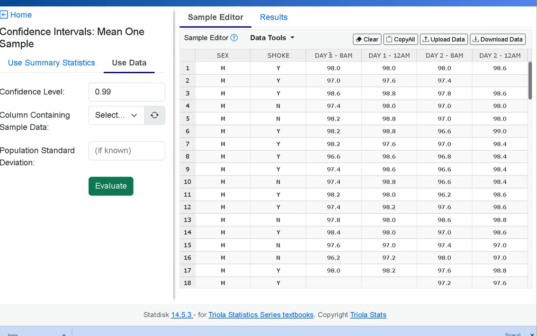It's up to you. Do you want to use the 8 a.m. temperatures or the, I assume that's 12 p.m.? I hope they're not doing temperatures at midnight, but maybe they are. I don't know. Do you want to use columns 3 or 4 for this example? 3 it is. Good choice. So, column containing your data, that's going to be day 1 at 8 a.m. We don't know what sigma is. That would be weird if we knew what the standard deviation was, but somehow didn't know what the population mean was. When you're ready, click Evaluate.